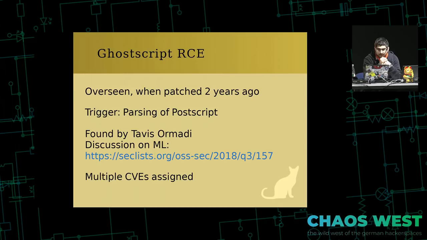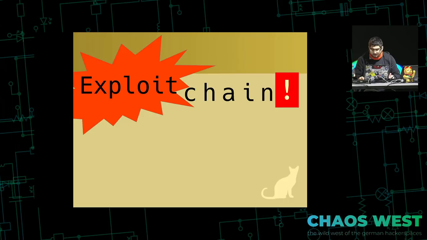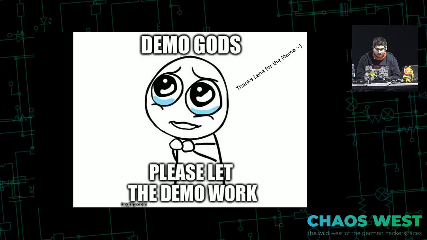Well, that's the first live demo, but I have a second one. So everyone knows blockchain is really the new hype in 2018. But I have a better hype for you. It's called exploit chain. So for this, we have to pray to the demo gods that it works. So maybe someone has a MacBook to sacrifice or something like this. Let's hope that it works.